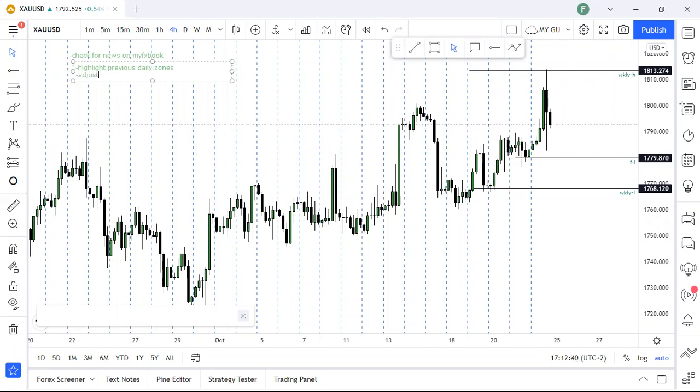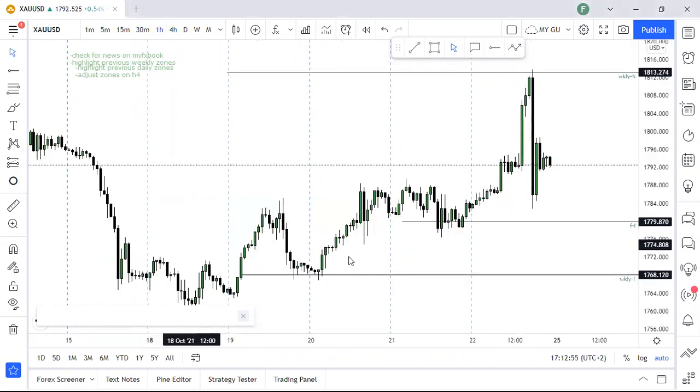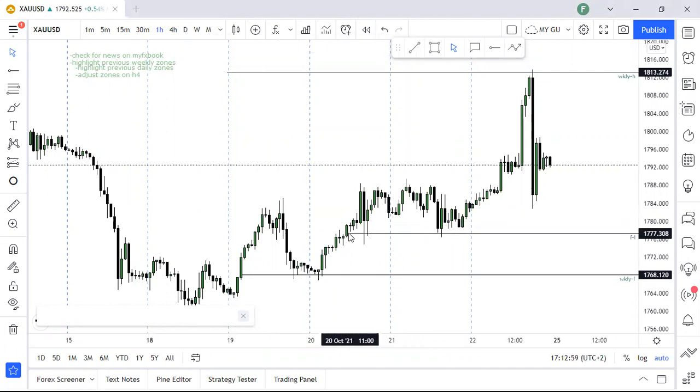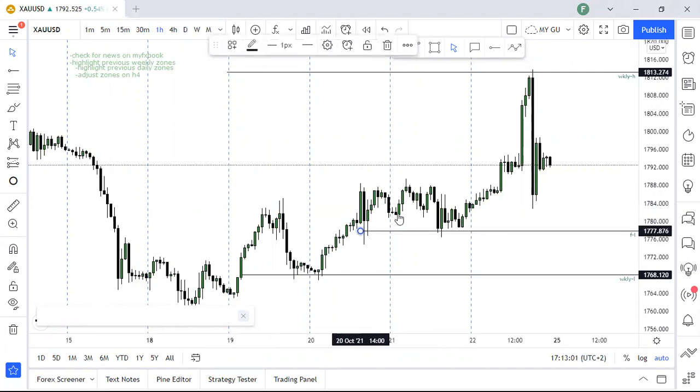adjust zones on H4. And then we go to our 1 hour time frame. 1 hour time frame, that's where the fun starts happening, because that's where we place our trades, that's where we look for our entries. Then when we go on the 1 hour time frame, we just have to adjust a tiny bit, because now this is our area of interest.